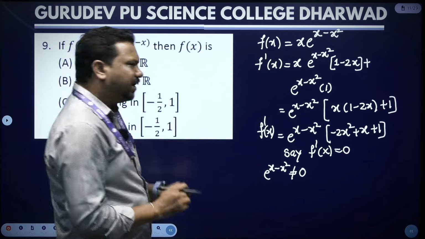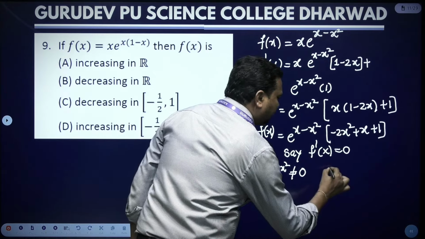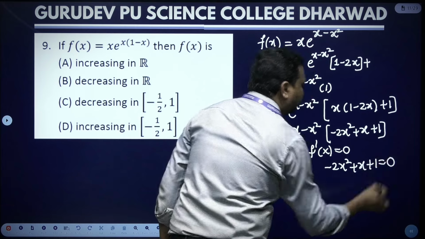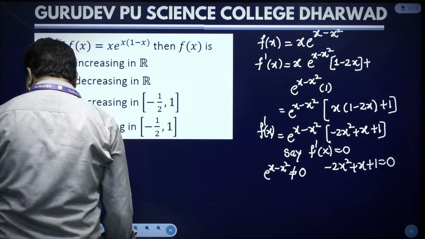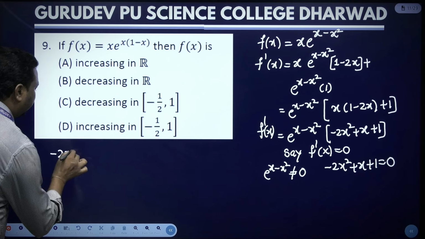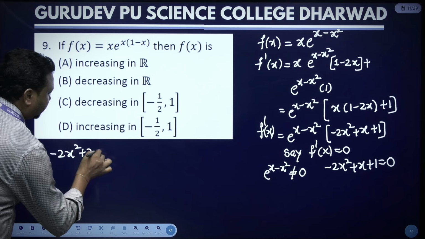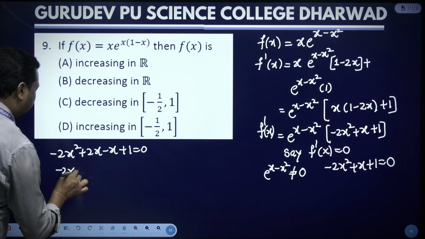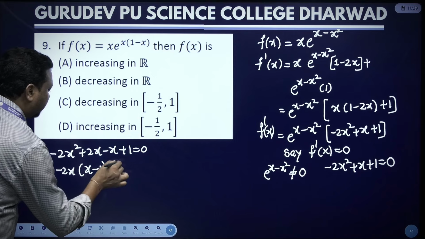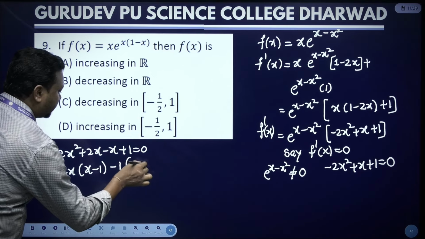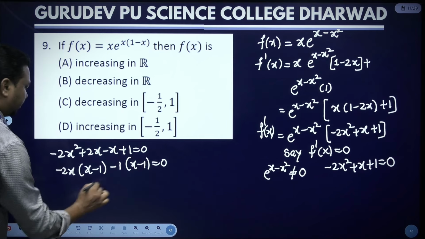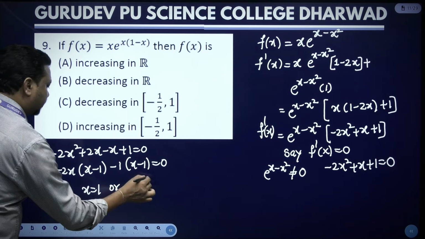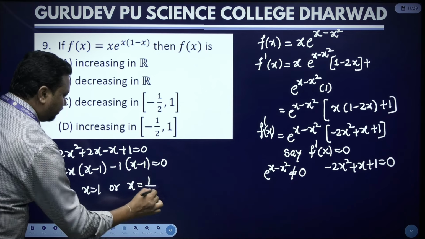So the only possibility left is that the quadratic equation is equal to 0: minus 2x square plus x plus 1 is equal to 0. Now you have to solve the quadratic equation. You know, splitting the middle term: minus 2x square plus 2x minus x plus 1 equal to 0. Take minus 2x common, what is left in the bracket? x minus 1. Minus 1 common, x minus 1 in the bracket equal to 0. From this, x is equal to 1 or x is equal to 1 divided by minus 2, so minus 1 by 2.